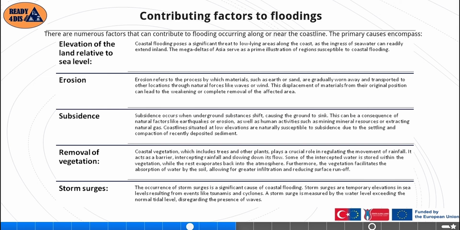Storm surges. The occurrence of storm surges is a significant cause of coastal flooding. Storm surges are temporary elevations in sea levels, resulting from events like tsunamis and cyclones. A storm surge is measured by the water level exceeding the normal tidal level, disregarding the presence of waves.